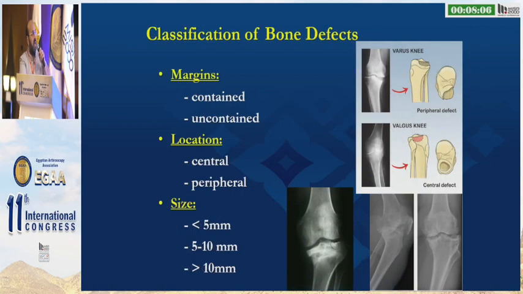How can you classify the bone defects? It could be contained or uncontained, it could be central or peripheral, or according to its size. And we can see here, in the varus knee, this is the classic peripheral posteromedial defect, and in the valgus knee, this is the classic lateral central defect.